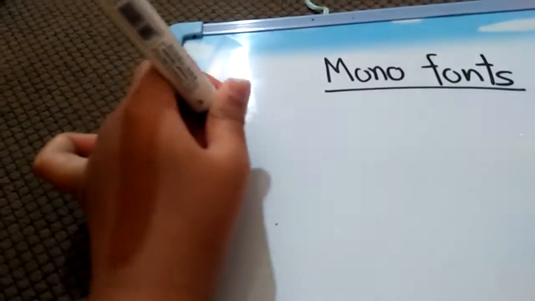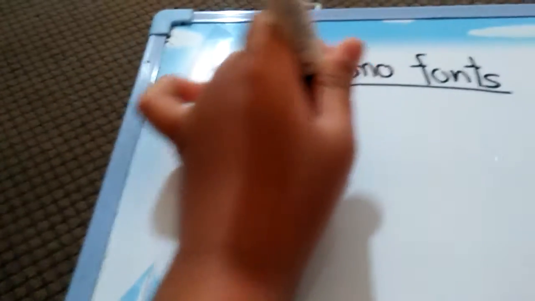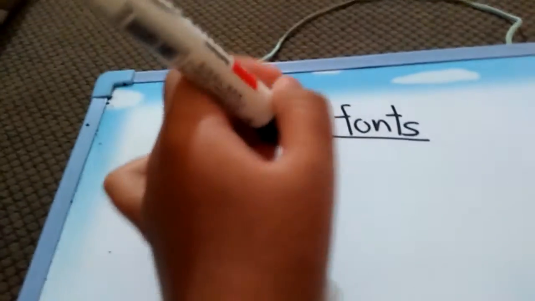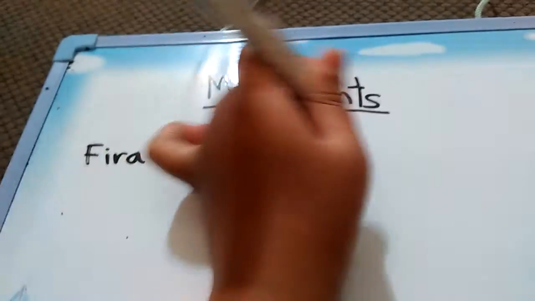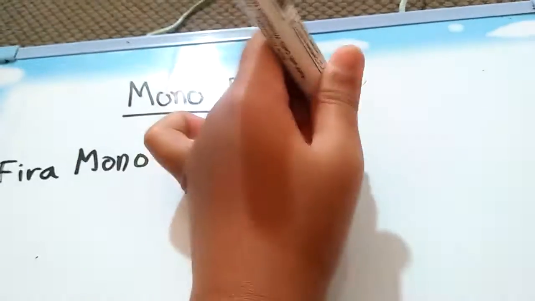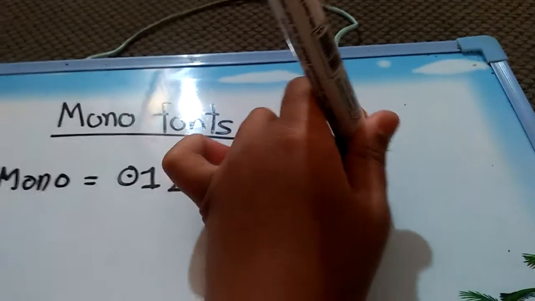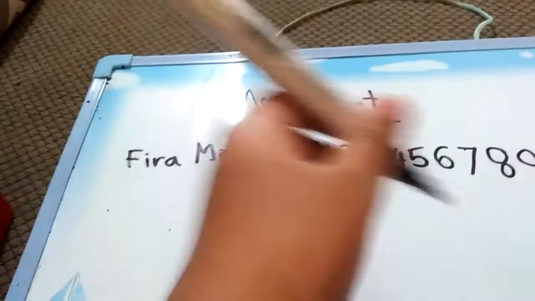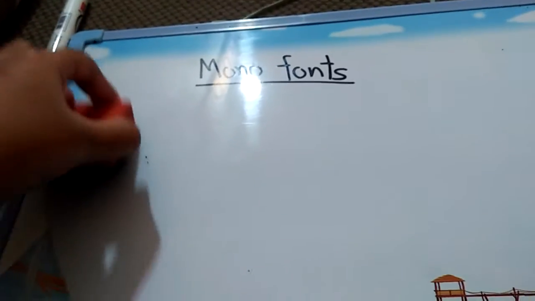Then I use this font, Fira Mono. So its handwriting is like this. Because Fira Mono's handwriting is like this. There are even more monofonts like Ubuntu Mono and Roboto Mono.